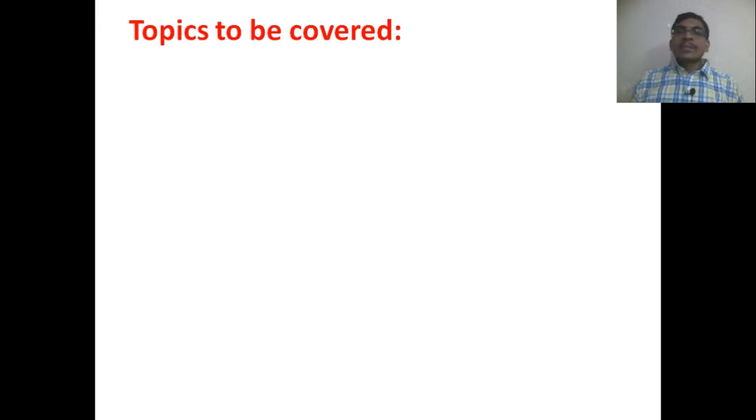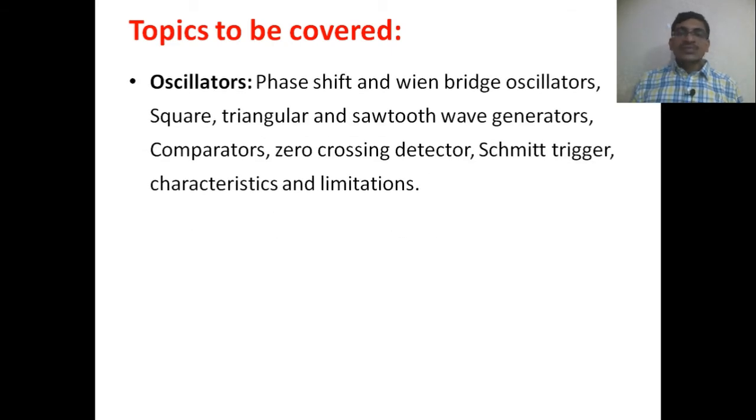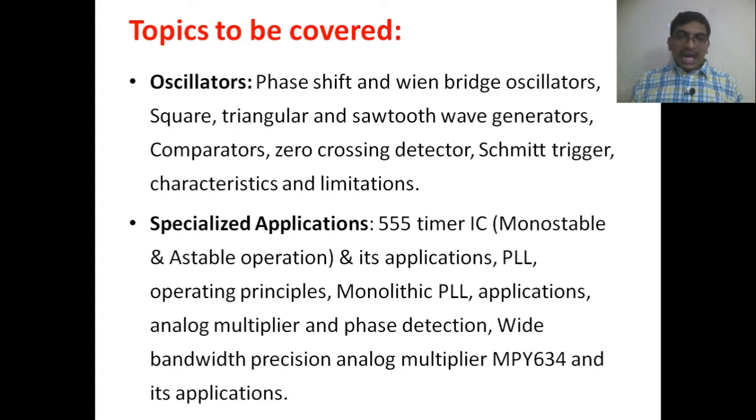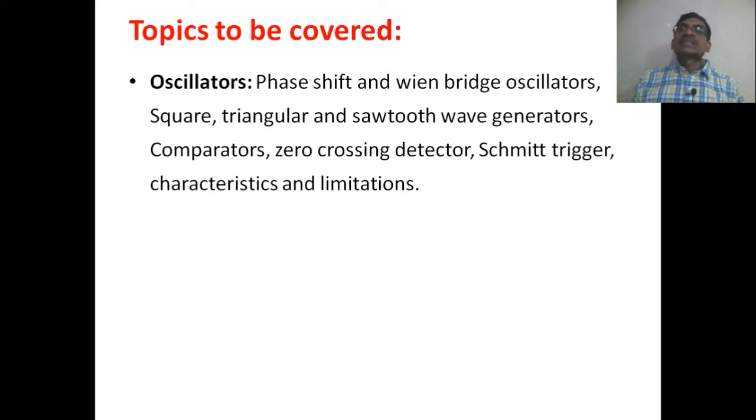So let us see the topics we are going to discuss in unit number 4. This unit is divided into two parts. One is the oscillator section, another one is a special application section. First of all, we will see the oscillator section. In the oscillator section, we will see the phase shift and Wien bridge oscillators, square, triangular, and sawtooth wave generators, comparators, zero crossing detector, Schmitt trigger, characteristics and limitations.